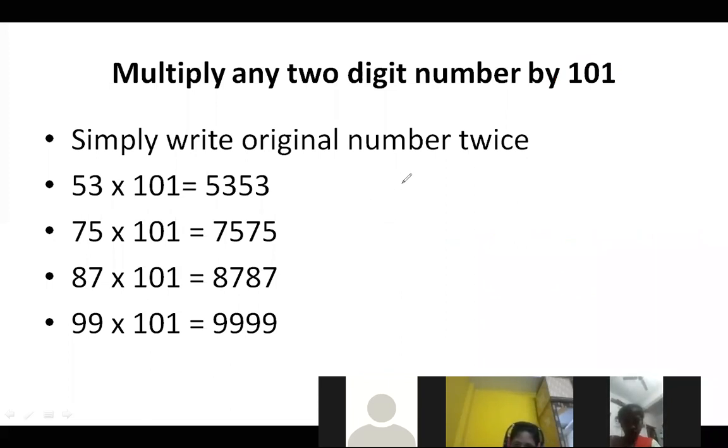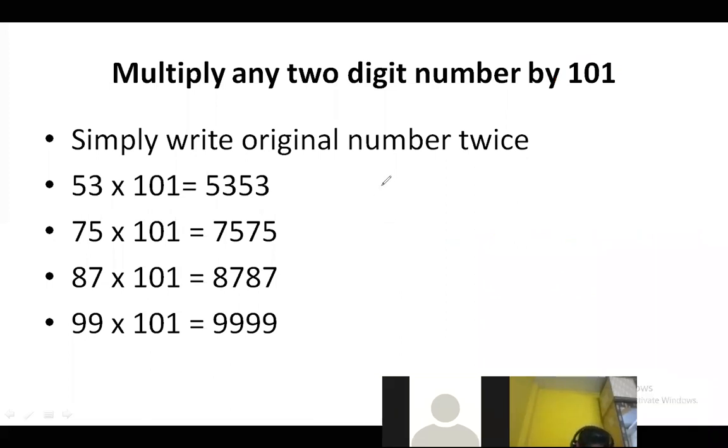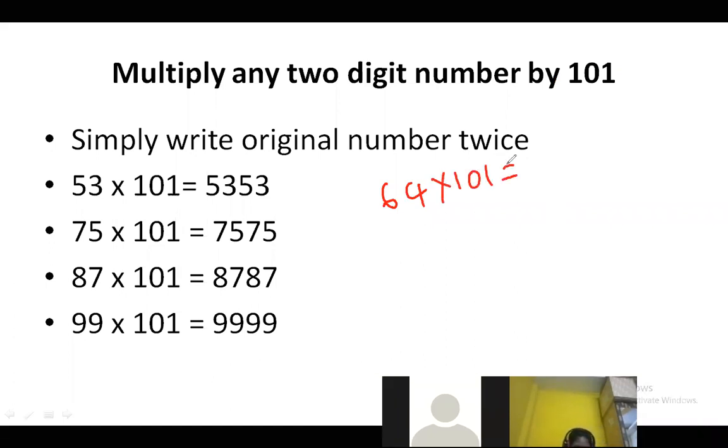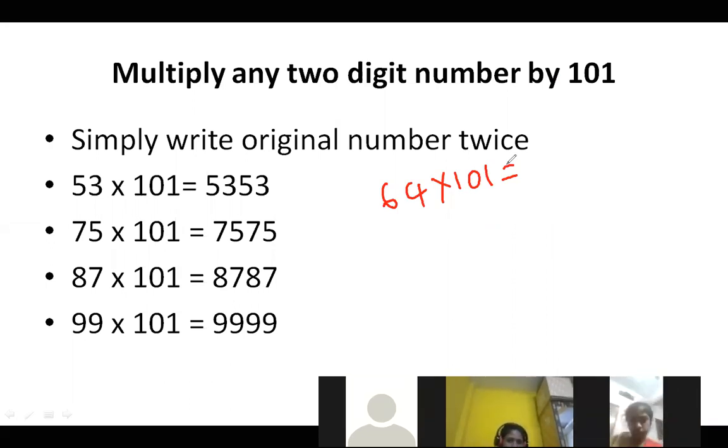Now I'll write one number here, and everybody, you should send your answer. 64 into 101. Please, everyone, you should send the answer. 64 into 101. Good, good. Everyone, I am waiting for your answers.